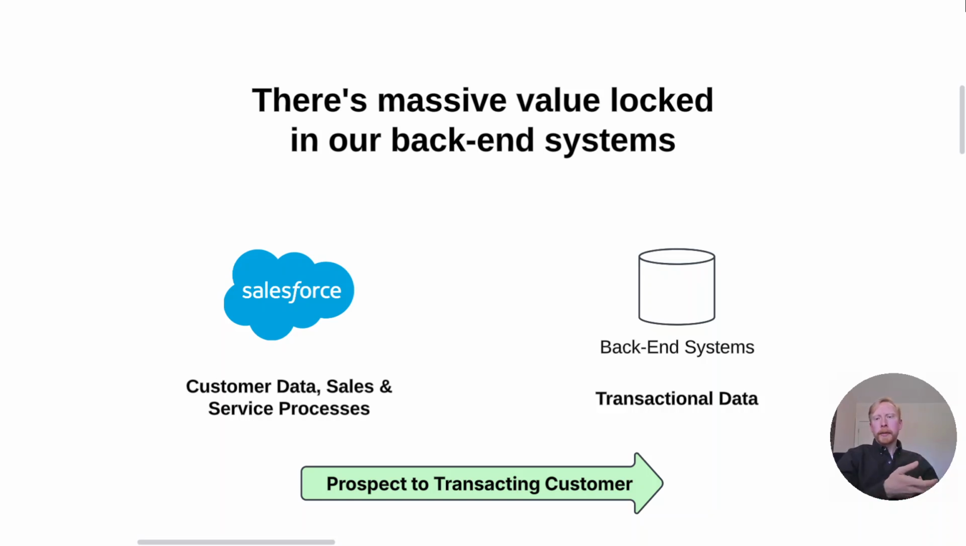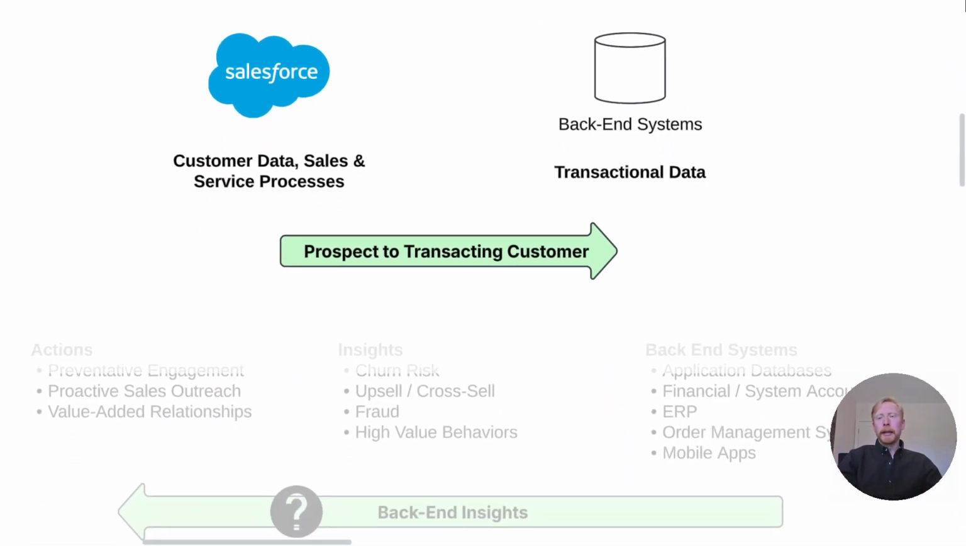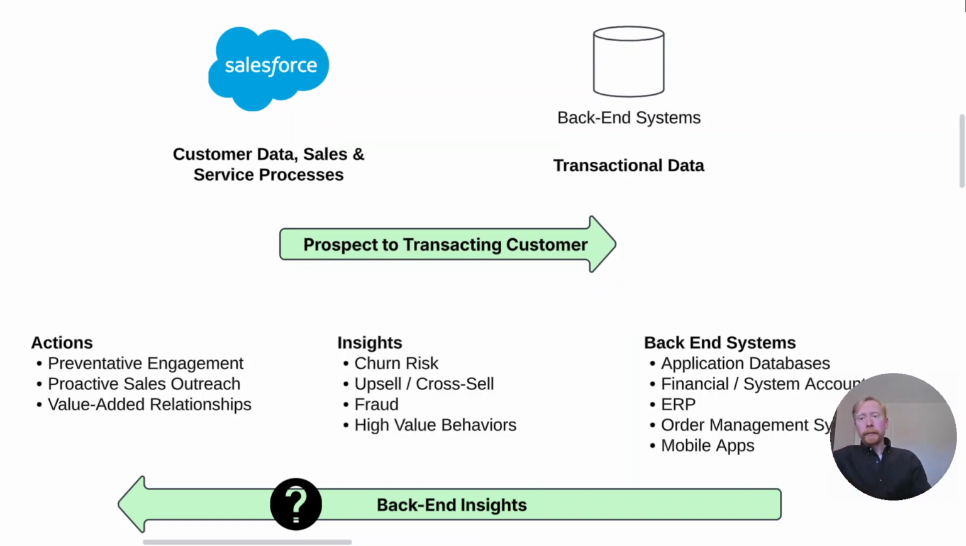But as our customers become more established, we begin to accrue a ton of really valuable data in our other backend systems. And depending on your industry, this might include things like application databases, financial account backends, order management systems. And that's where that data belongs, of course. But there's some fantastic insights to glean out of all of that transactional data. This can tell us things like who's liable to churn, who might be a great prospect for an upsell, whatever your use case may be.